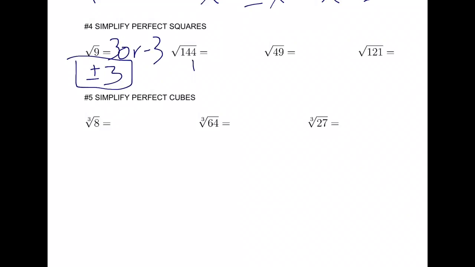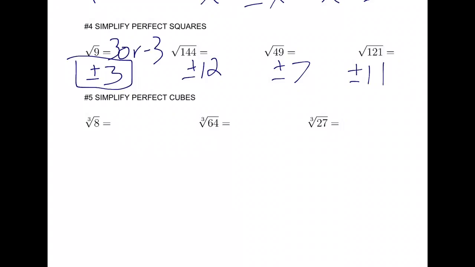For 144, that number is plus or minus 12. For 49, we have plus or minus 7. And for 121, we have plus or minus 11. Because 7 times 7 is 49, 11 times 11 is 121, and 12 times 12 is 144. Same for their negative counterparts.